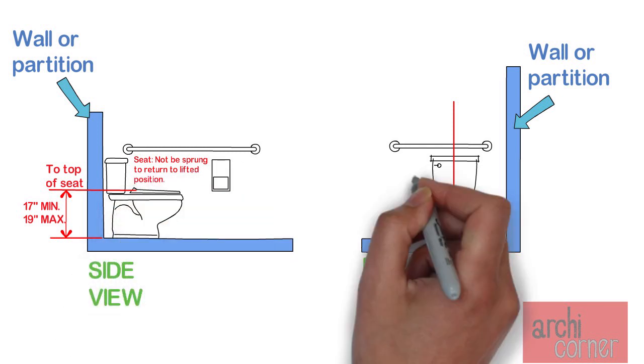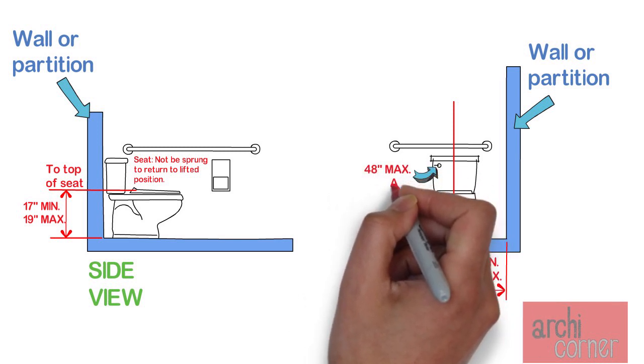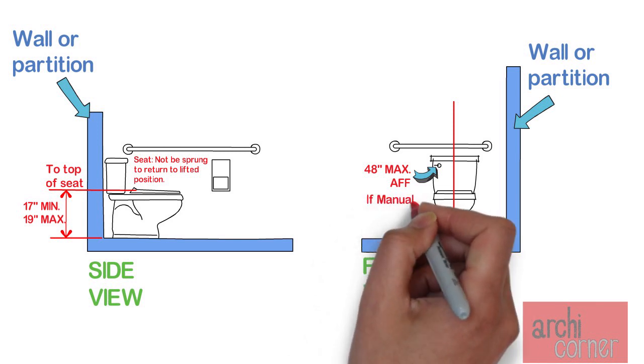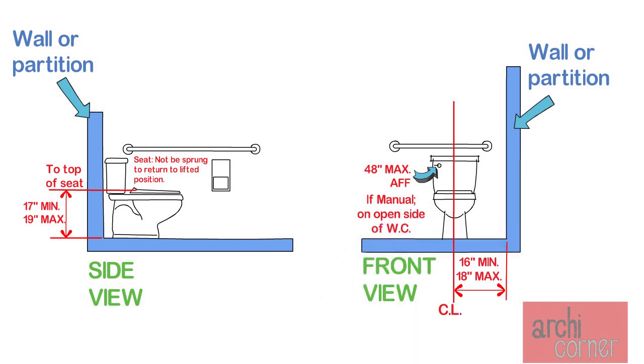And on to the flush controls. Flushing lever is allowed to be up to 48 inches maximum above the finished floor. They can be hand operated or automatic. If they are hand operated, they must be located on the open side of the water closet.